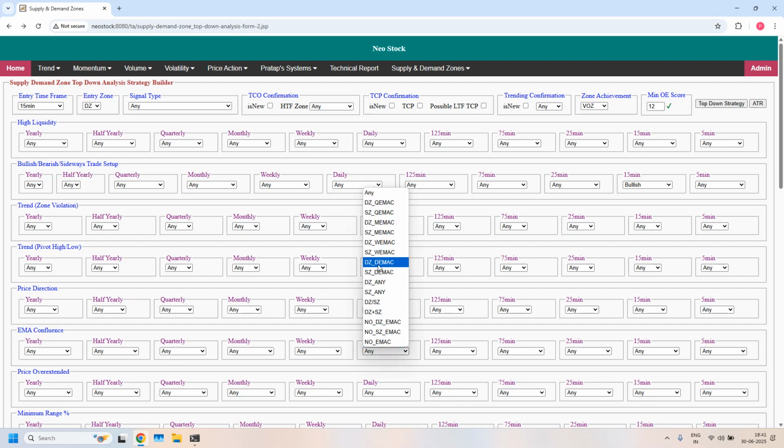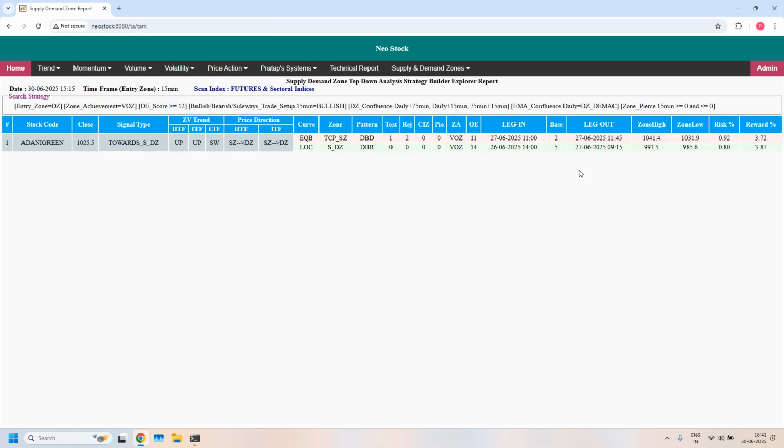Checking daily demand zone having daily EMA. One stock is filtered. That way, this 15 minutes demand zone might have even stronger institutional order flows, provided less than 20 concepts are satisfied, otherwise the zone might be violated. Okay, this is the bullish trade setup for daily income trade.